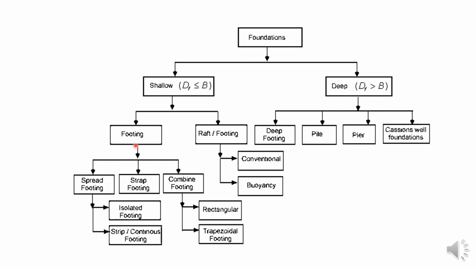Shallow foundation is further classified into two. One is footing, another one is raft or mat footing. Footing is further classified into spread footing, strap footing, combined footing. The spread footing is classified into isolated footing or strip or continuous footing. The combined footing normally has two shapes, one is rectangular, the other one is trapezoidal. A raft is divided into two, one is conventional, another one is buoyancy. The deep foundation is classified into deep footing, pile footing, pier footing, caisson and well foundation.